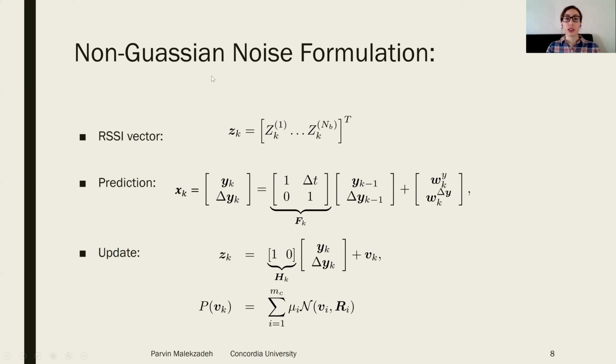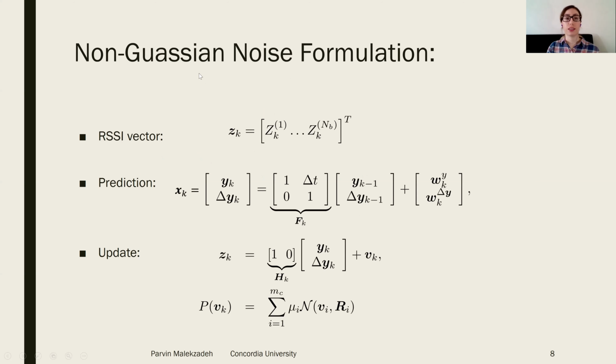So let's go to our formulation. We mentioned that here our noise is non-Gaussian. So at time step K, we receive this ZK RSSI from the BLE beacon. For removing the noise, we have the prediction and the update. In the prediction, we have this formula that XK consists of YK, which is the preprocessed RSSI value, and delta YK shows the rate of change of the RSSI value.